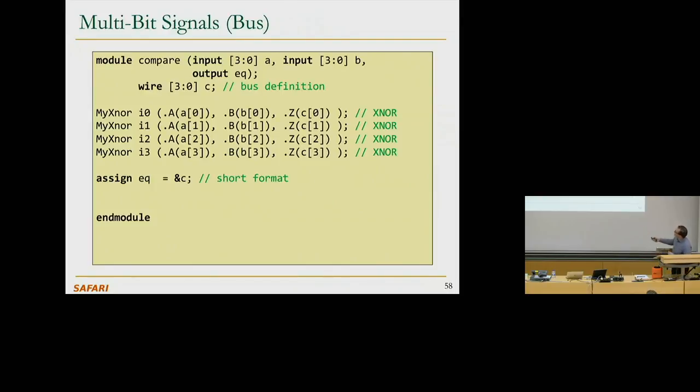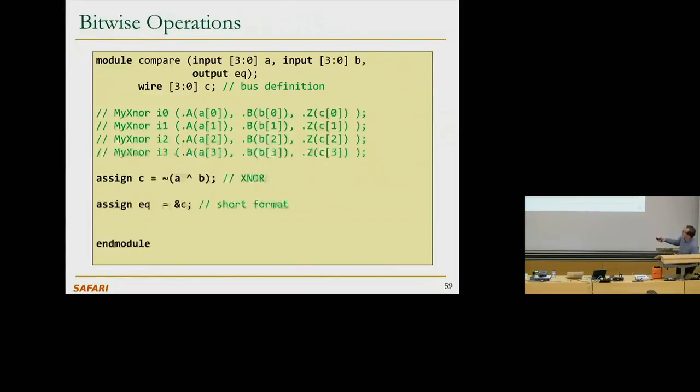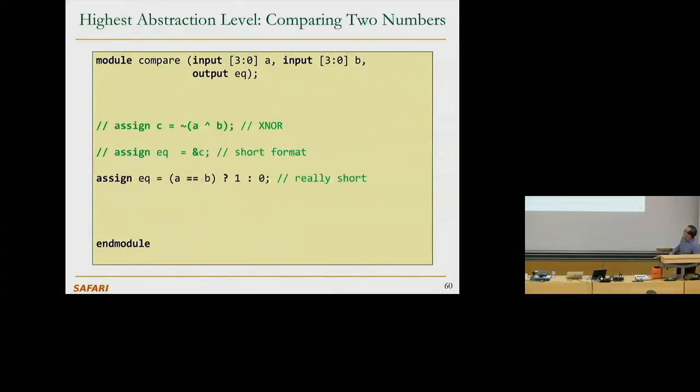That's nice. Now we're going to simplify this part. So you can get rid of all of these XNOR gates and have a bitwise XNOR over here. Nice, right? It's much cleaner now. And even this is not the highest level of abstraction. This is the highest level of abstraction. This is much better, right?